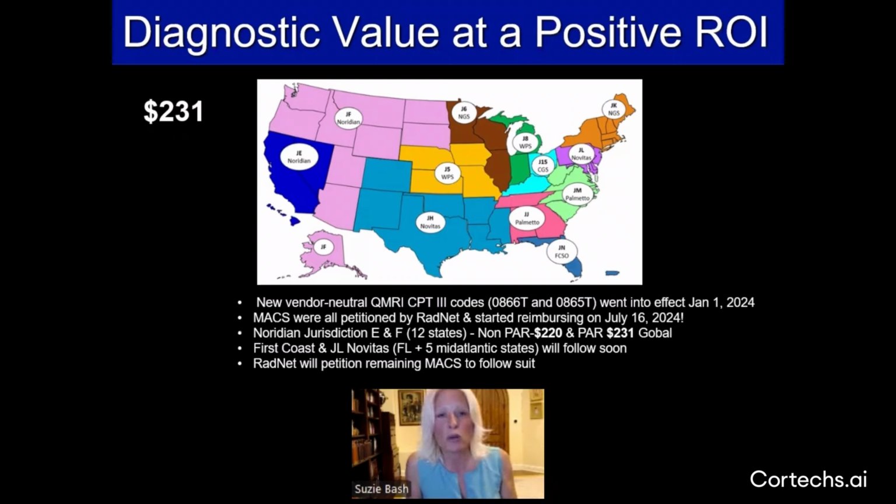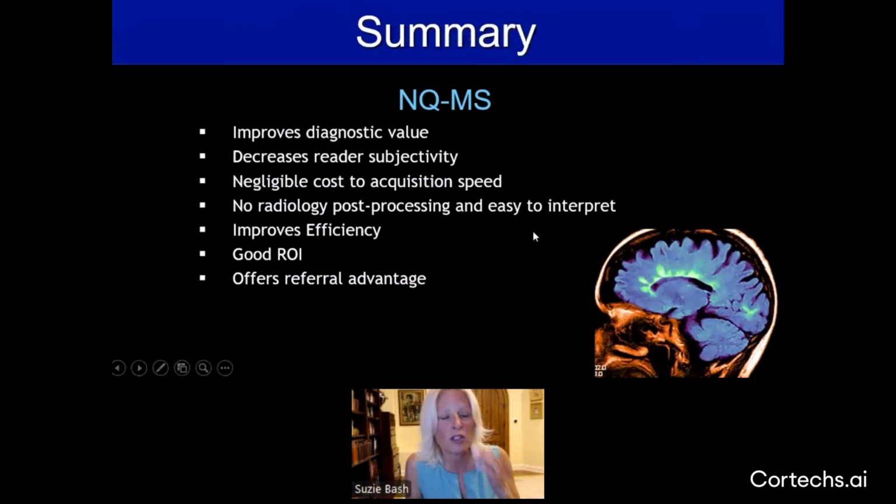We're getting about $231 every time a QMRI study is ordered. And again, it doesn't matter if it's multiple sclerosis or dementia or pediatrics or traumatic brain injury, but in general, this is what we're getting back from the MACs, the Medicare Administrative Contractors, in the 12 westernmost states of the U.S. And we hope that the rest of the states will follow. We are petitioning the MACs throughout the country, and typically once some start reimbursing, others will as well, and then private payers follow. So that is really exciting news.